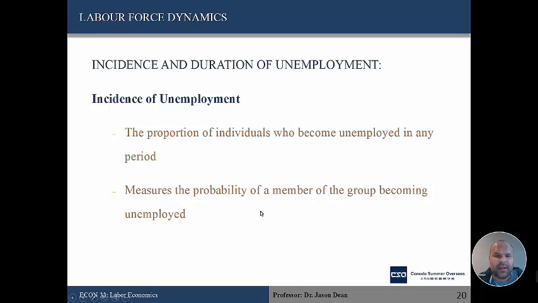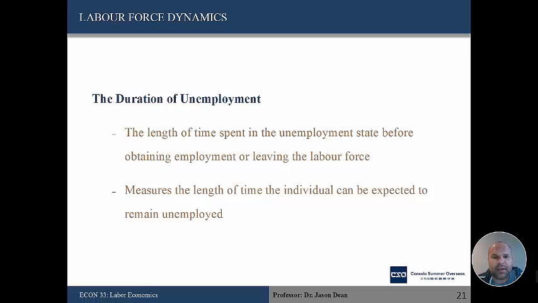Okay, so now let's talk about the incidence and duration of unemployment. The incidence of unemployment is the proportion of individuals who become unemployed in any period. That's like the separation statistic we looked at earlier. It measures the probability of a member of the group becoming unemployed. Now, the duration of unemployment is the length of time spent in the unemployment state before obtaining employment or leaving the labor force. So this isn't the same as the statistic we looked at before. It's how much time they've spent in the unemployment state, and it measures the length of time an individual can be expected to remain unemployed.